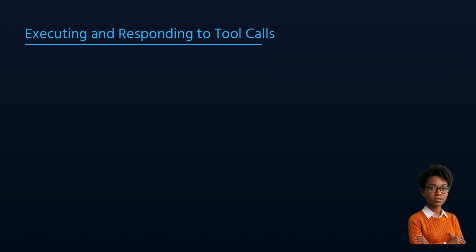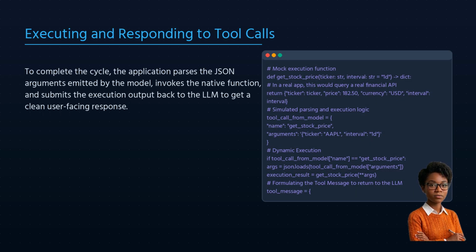Let's translate this theory into a highly accurate code flow. In this snippet, we show the second half of the loop. Once the model requests a tool call, we extract the function name and arguments, execute our local function, and then, critically, send that result back as a message with the role of tool. This gives the model the historical context it needs to formulate the final response.